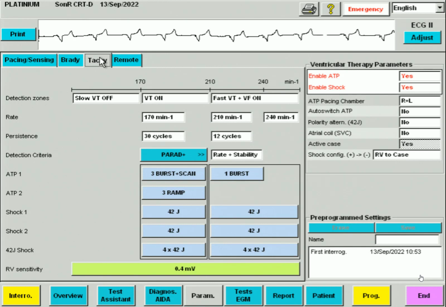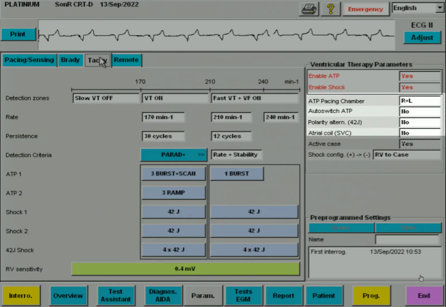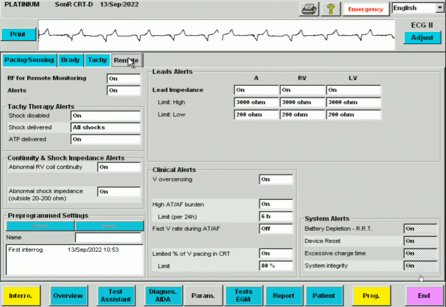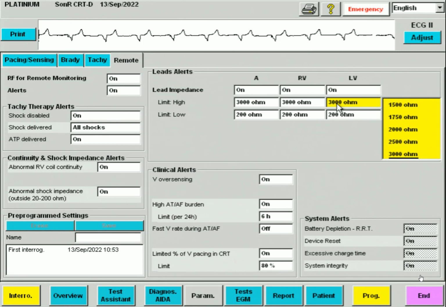If we then go to the Tachy tab, we can see all the features which we have discussed also in the ICD course. But an important feature in CRT devices is the capability of performing ATP using both the right and the left ventricular lead. In the final screen, we can see that there are customizable alerts for LV lead impedances.